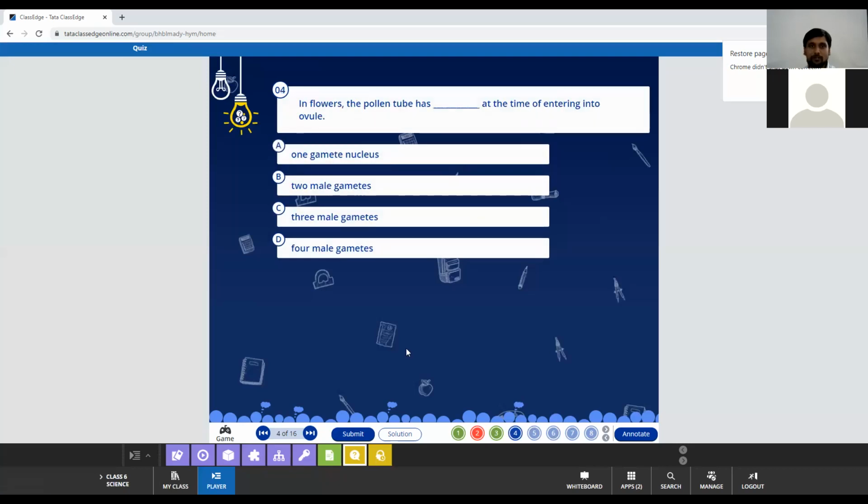Next, in flowers, the pollen tube has dash at the time that entering into the ovule. How many? Sir, is it option A, 1 gamete? So we check it out. Actually, it is an extra question for you. It will be 2 male gametes. Why? Because of the process of fertilization, which we'll discuss in the next part of the lesson. But as per what you remember, it will have 2 male gametes. Getting my point, guys? Okay.